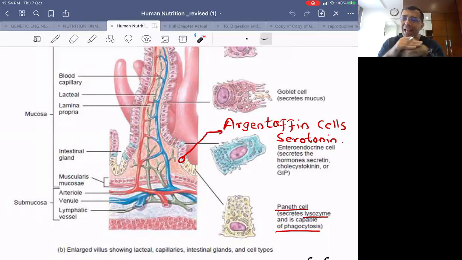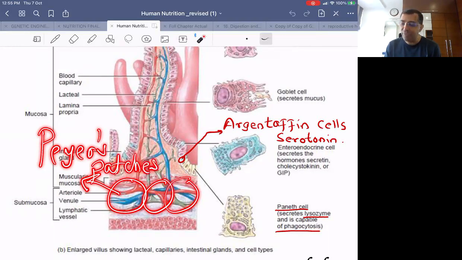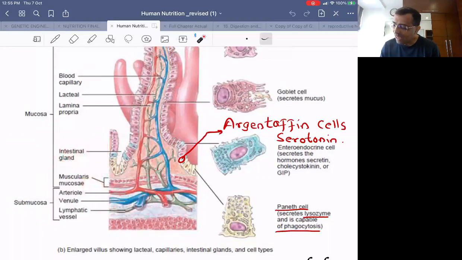They kill bacteria. As a matter of fact, your intestine has specialized tissues called Peyer's patches. These are lymphoid tissues, and Peyer's patches produce lymphocytes. Lymphocytes are specialized types of WBCs. They also help in neutralizing microorganisms inside your intestine.